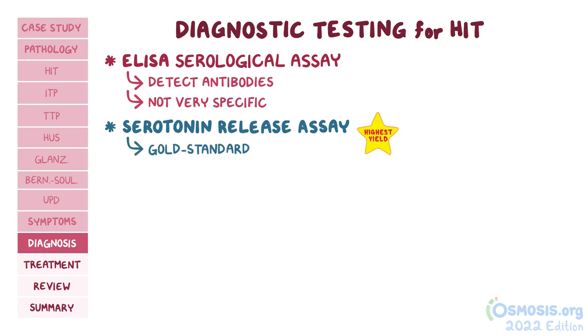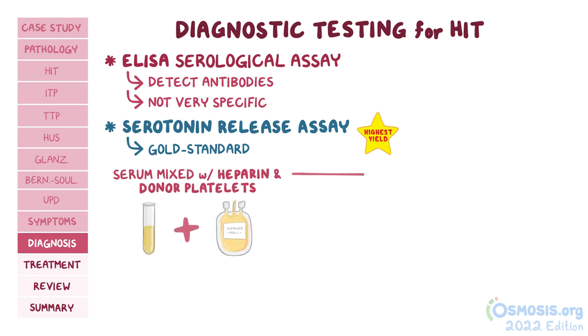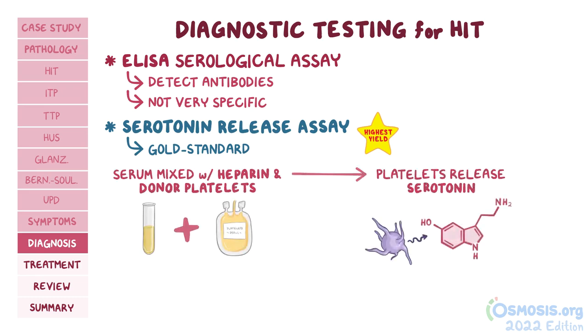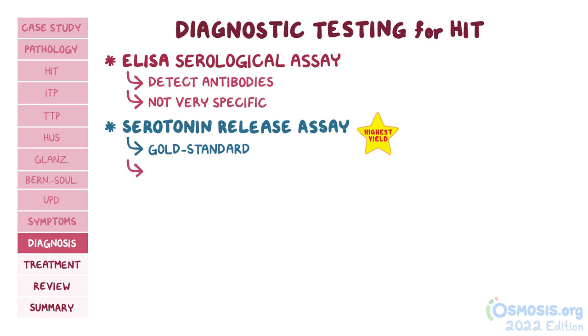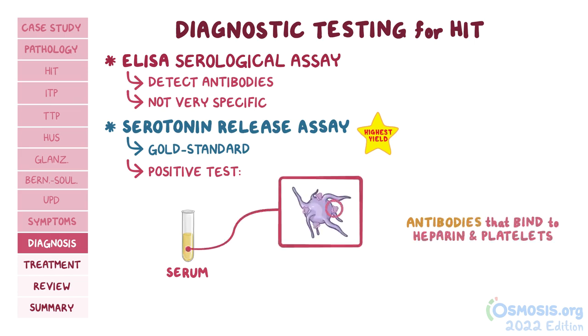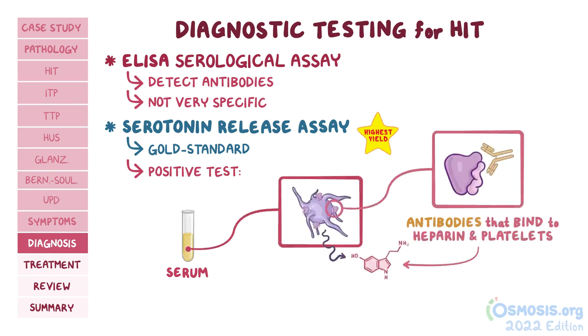In the serotonin release assay, the patient's serum is mixed with heparin and donor platelets. Activated platelets release serotonin. So in a positive test, the patient's serum has antibodies that bind to heparin and the platelets, and cause those platelets to release serotonin.